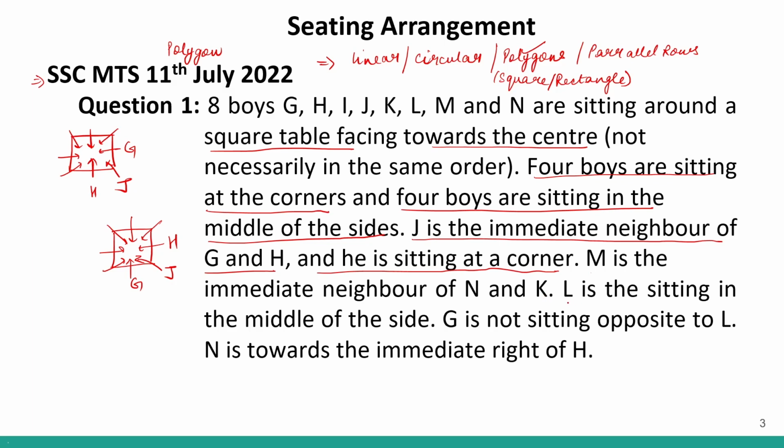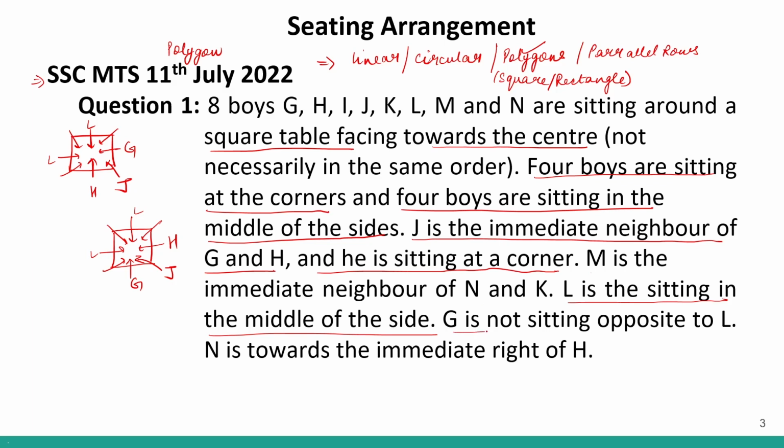L is sitting in the middle of the side. So N is sitting in the middle of the sides. L can be over here also. L can be over here also. So this statement is also not usable currently because we have 2 possibilities for L. L is sitting at the middle. L can be here. L can be here. Similarly, in possibility 2 also, L can be here and L can be here.